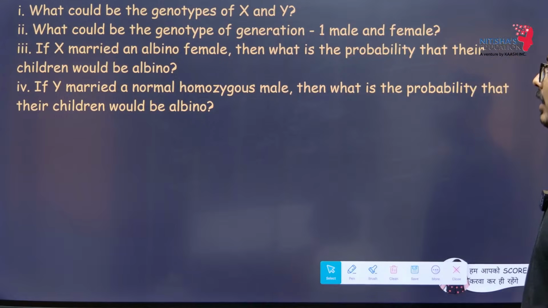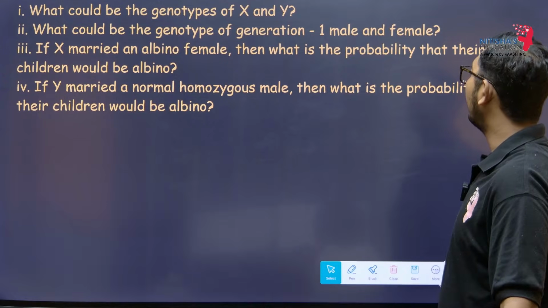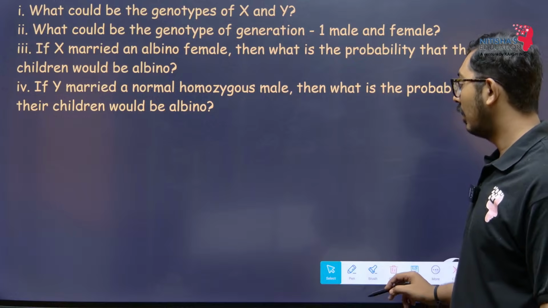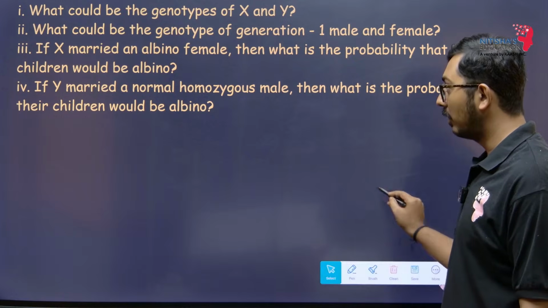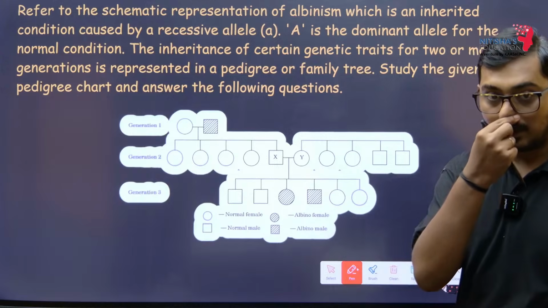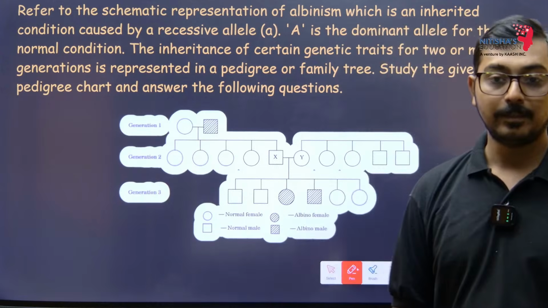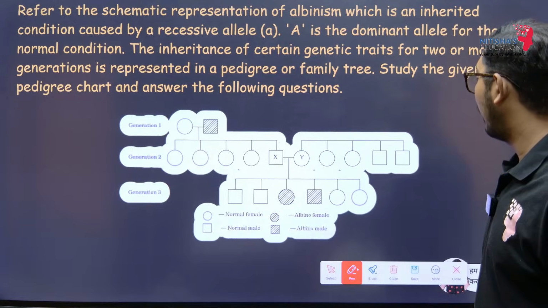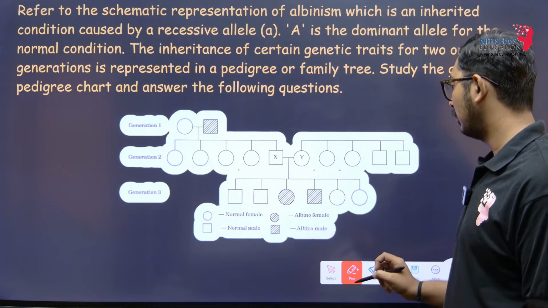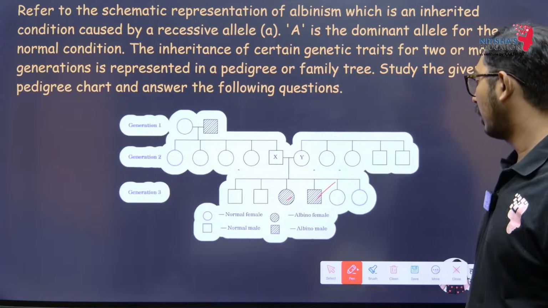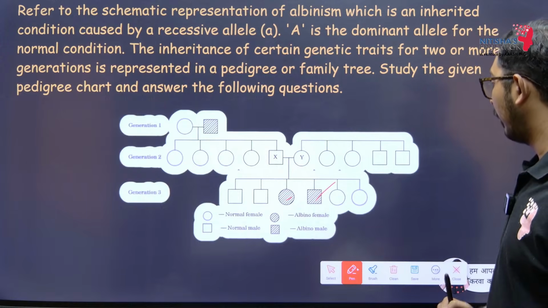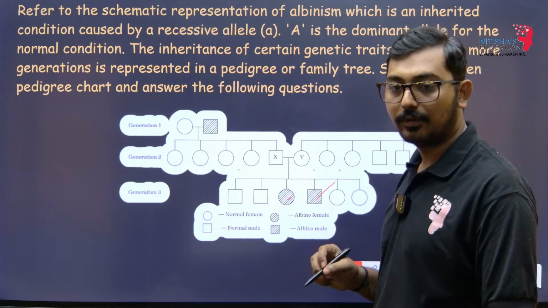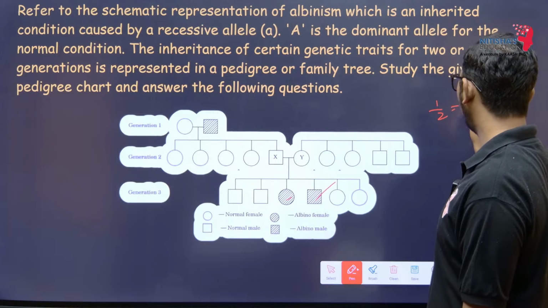If X married an albino female, then what is the probability that their children would be albino? So let us check that one. If X is albino and marries an albino female, what is the probability? So for albino it would be half and half. Both of them are albinos, albino female, albino male. Okay, so half would be the probability of it. So 1/2, which is equal to 0.5 probability.